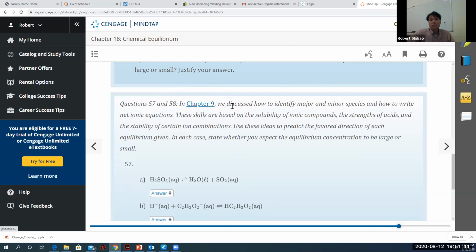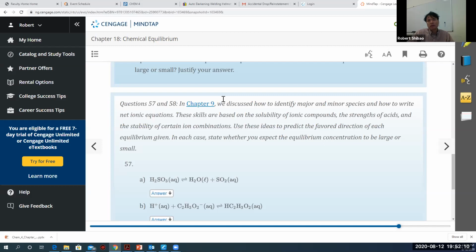In chapter 9, we discussed how to identify major and minor species. How many people even remember chapter 9? I'll tell you, a lot don't. You'd be surprised. A lot of students, everything's short-term memory, crammed. Nothing long-term. If you remember from chapter 9, well, we can always go back. This is an open book. We can always go back and read it.